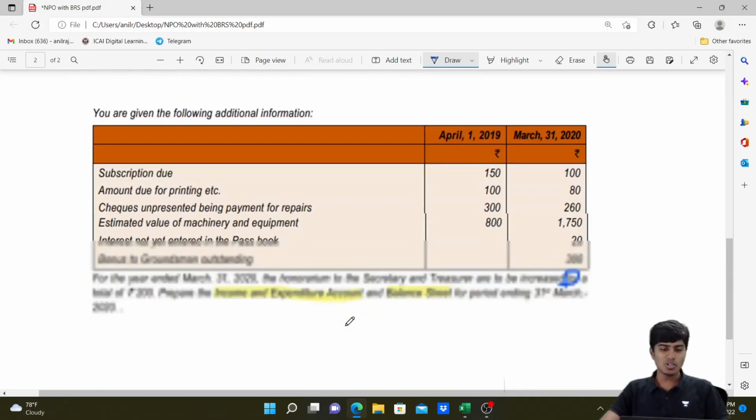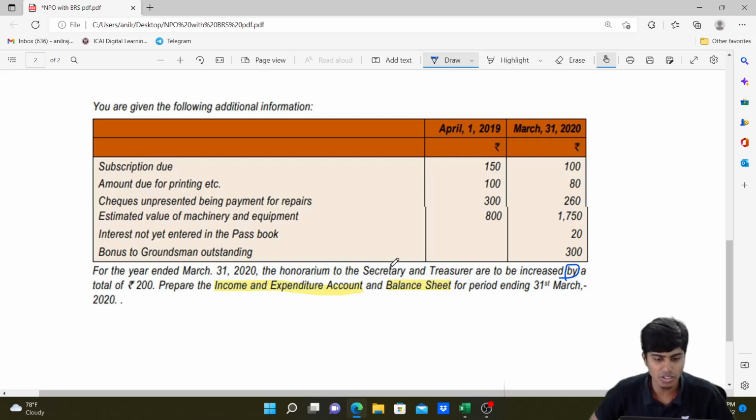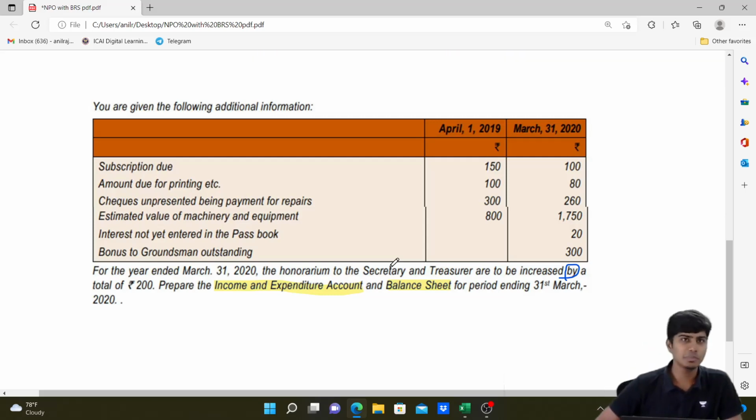So now we'll move on to the opening and closing balances and adjust this one last item with regard to our secretary and treasury, and we'll be done with the problem. So can we start with opening and closing balances now? I hope you're all ready. Chalo, let's get going, and we'll now start with what exactly needs to be written as opening and closing balances in our ledgers. To start with, we have subscription due, which is 150 opening and 100 closing.